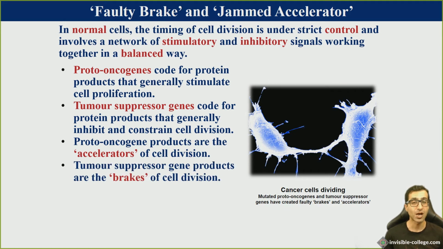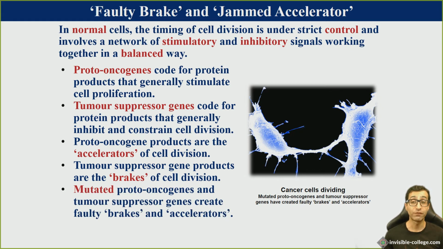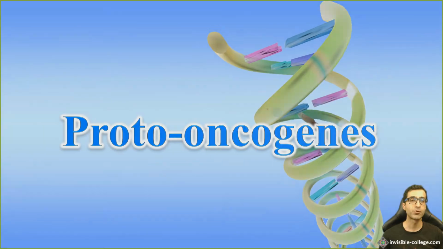Now, I'm using these terms kind of euphemistically. Please do not use these terms like accelerator and brake without qualification in your exam question answers. Because again, without qualification, your examiner may not know what you're talking about, or if they do, they may not give you credit for knowing what you're talking about. We're simply using these terms as a kind of euphemism to explain how these things operate here. So, mutated proto-oncogenes or tumour suppressor genes can then cause a faulty brake or a faulty accelerator, and a combination of these mutations can be lethal. So let's start with proto-oncogenes.